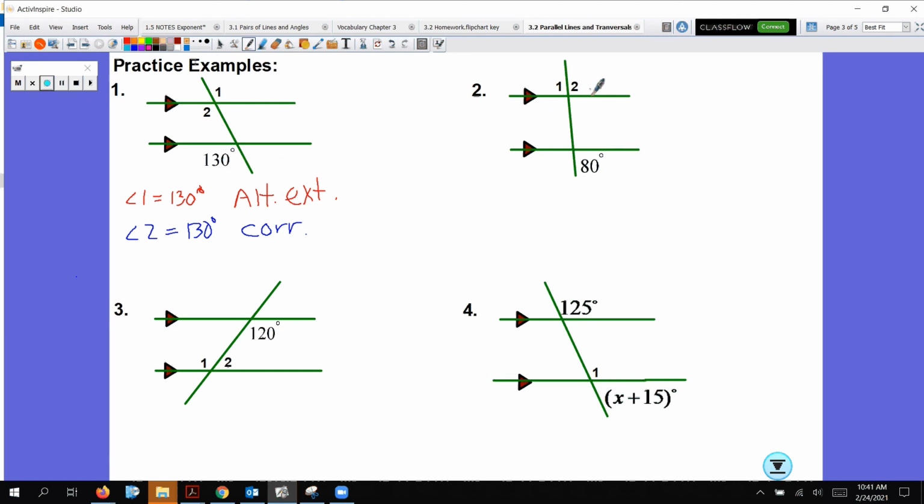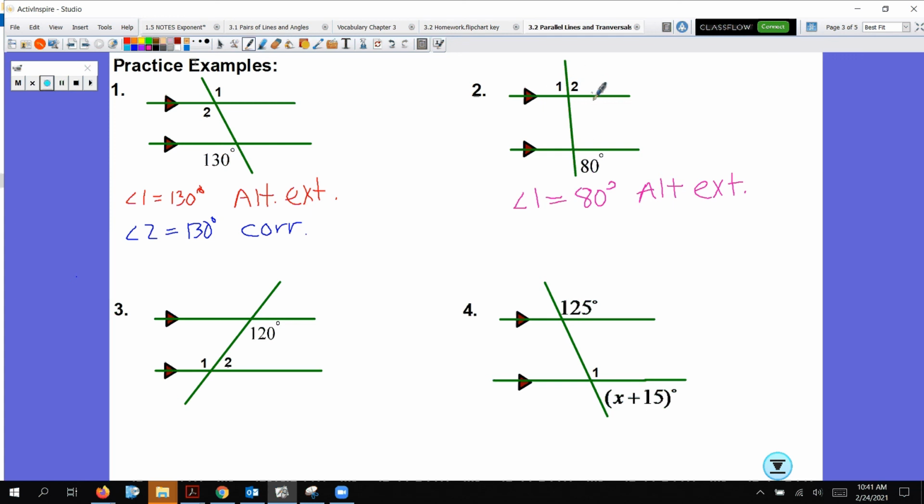Number 2, angle 1 and angle 2 are a linear pair, which means they're supplementary, but I don't know enough about either of them to come up with an equation. But what I do know is angle 1 is equal to 80 degrees because it's alternate exterior. Angle 1 is equal to 80 degrees by alternate exterior. Okay, I do not have a relationship for 2 and 80 degrees here because it's not corresponding. That would have to be in here, and it's not.